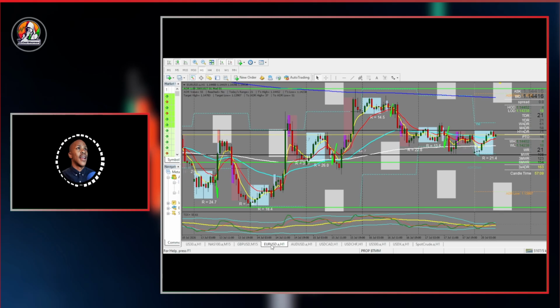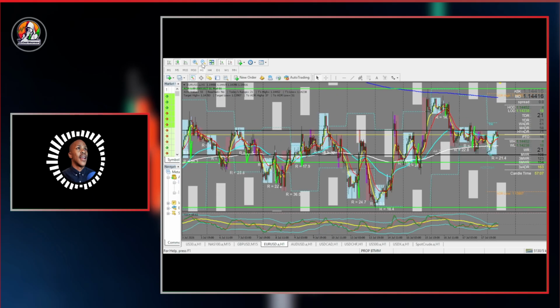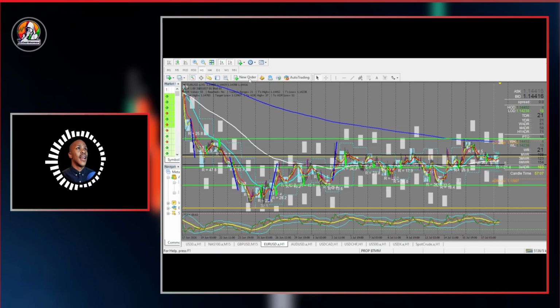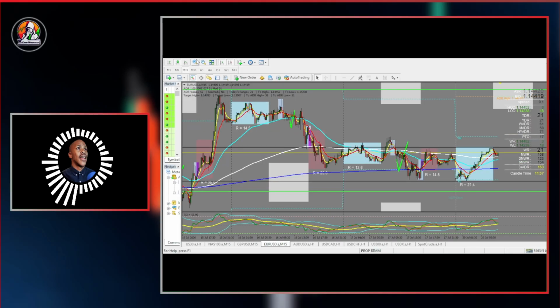Over to the euro, just about the same thing, really. I don't want to explain too much. Two levels of rise here. One more, but a clear level of rise. As you can see, it's still within that range of that first level.